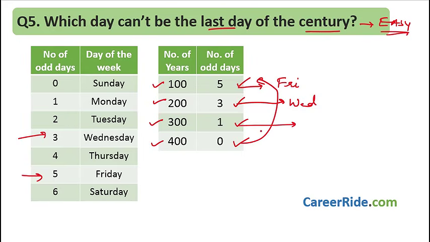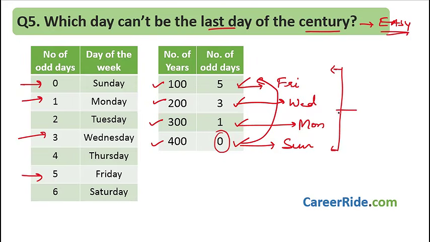What happens to 300 years? The last day, we have only one odd day, so it would be a Monday. Right? And what happens to 400 years? There are no odd days, there are 0 odd days here, and it corresponds to a Sunday. Right? So these are the last days of the century that we see, and after this the calendar would keep repeating like this. So this is the only cycle you are going to get.